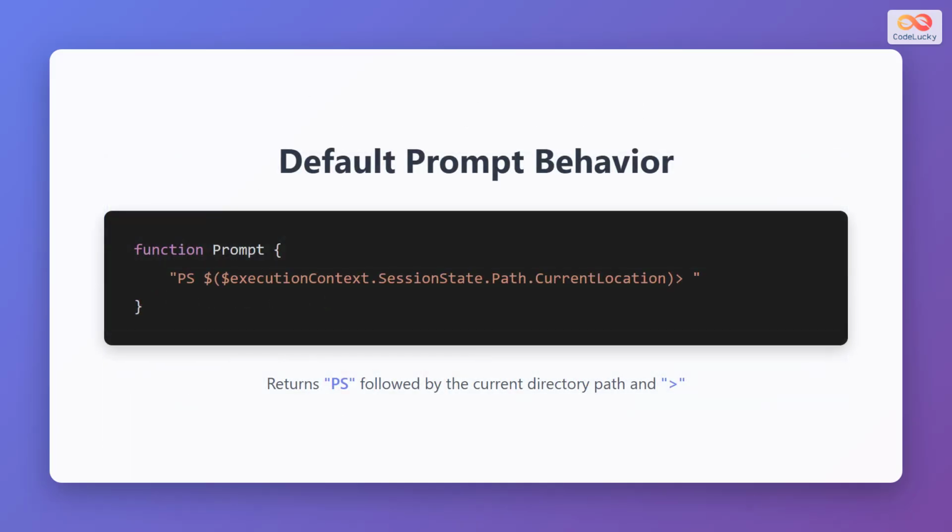The default prompt function returns the letters PS, followed by the current directory path obtained from the execution context session state, and ends with a greater than symbol. This function uses a special variable that automatically tracks your current location in the file system. The return string is what you see displayed in your terminal before each command.